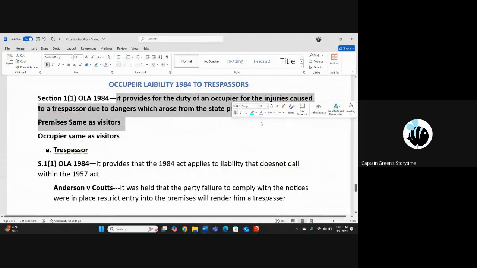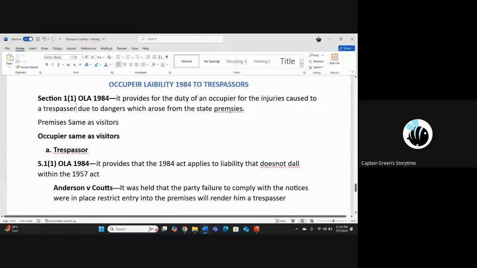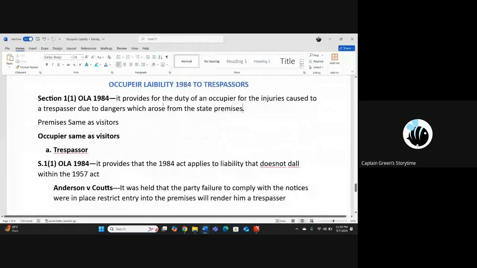According to section 1, subsection 1 of OLA 1984, the occupier has a duty for the injuries caused to a trespasser due to the dangers which arose from the state of the premises. We stated that the occupier has a duty to a lawful visitor due to the dangers which arose from the state of the premises. And second, the 1984 Act states that occupiers will be liable to trespassers. Now the definition of premises will be the same. The definition of occupier will be the same. The third category will be who is a trespasser.